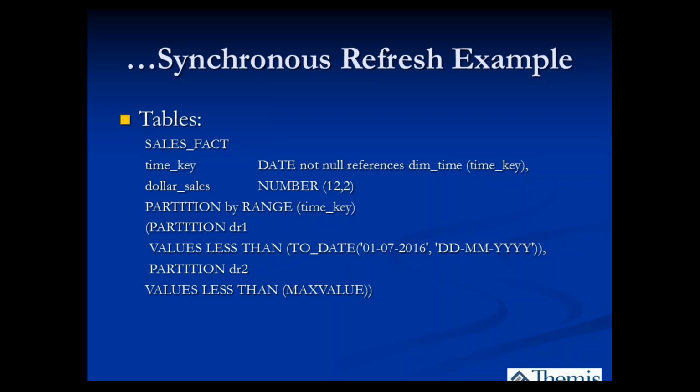And this particular table has 2 partitions. We're doing a partition by range based on the date. The first one is just values less than July 1st, 2016. And the second one is beyond that, up to some max value. So I'm just putting them in there based on dates at this point in time.